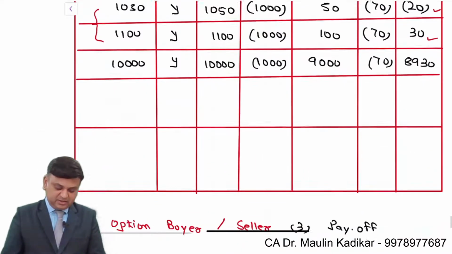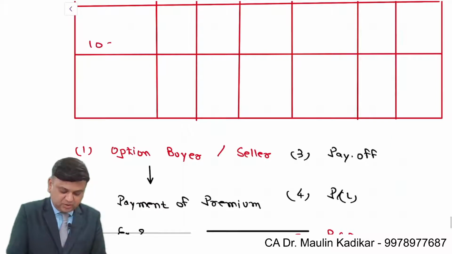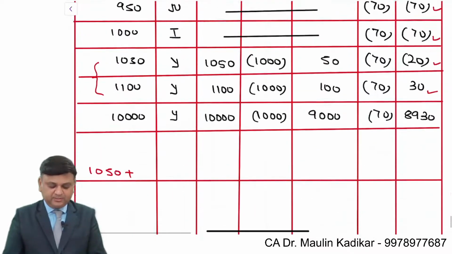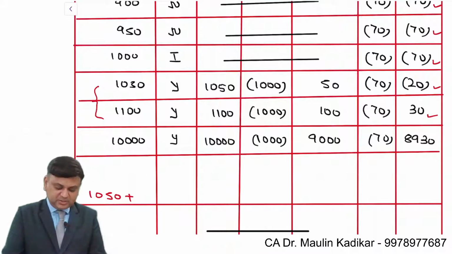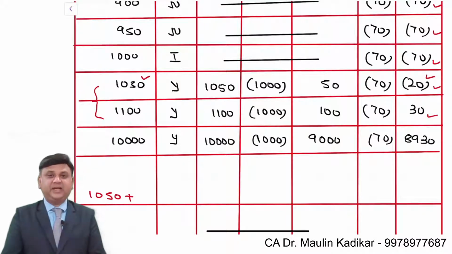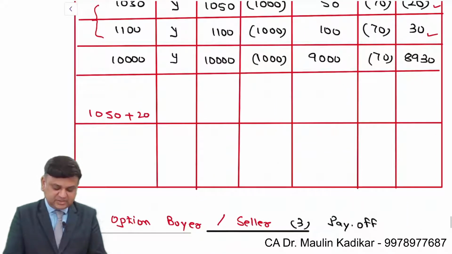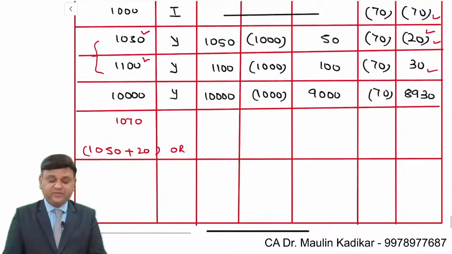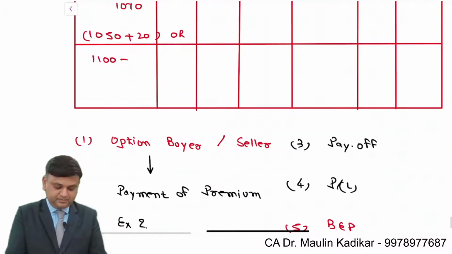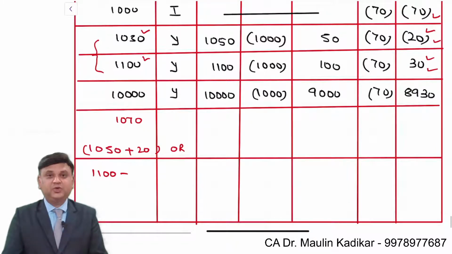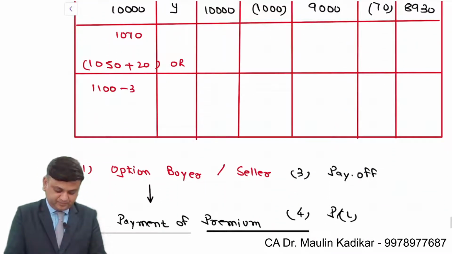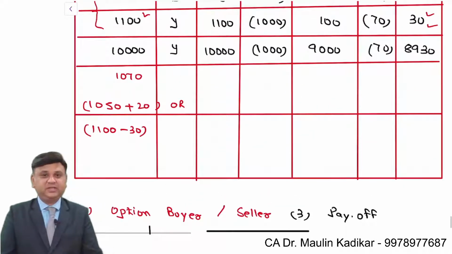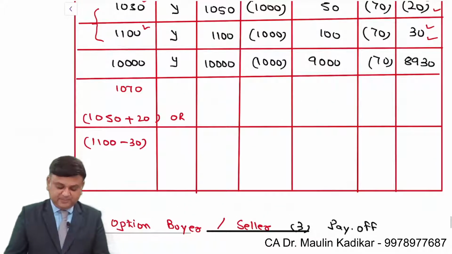So taking the lower price into account, 1050, if you are computing the break-even point, then to this 1050, this 20 rupees will be added, the way you are doing IRR. So the 20 rupees is added, and it becomes 1070. Or otherwise, you take the price of 1100, and from this 1100 rupees you deduct 30 rupees. That is 1070.